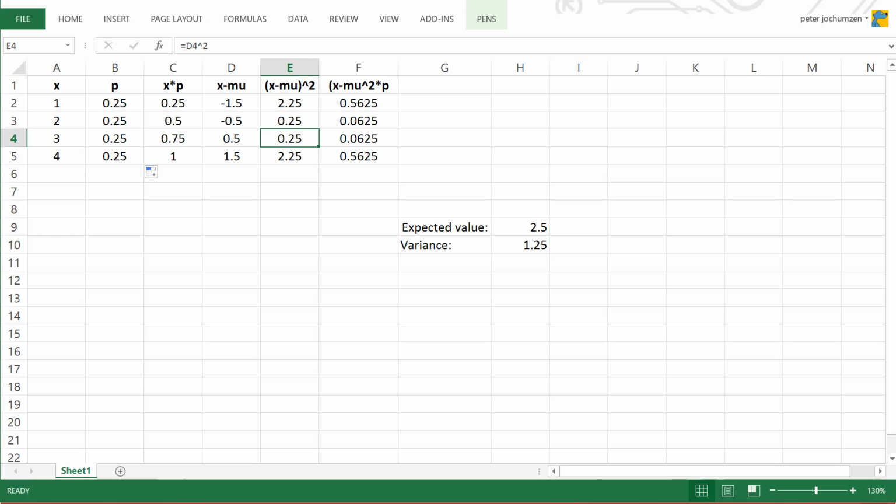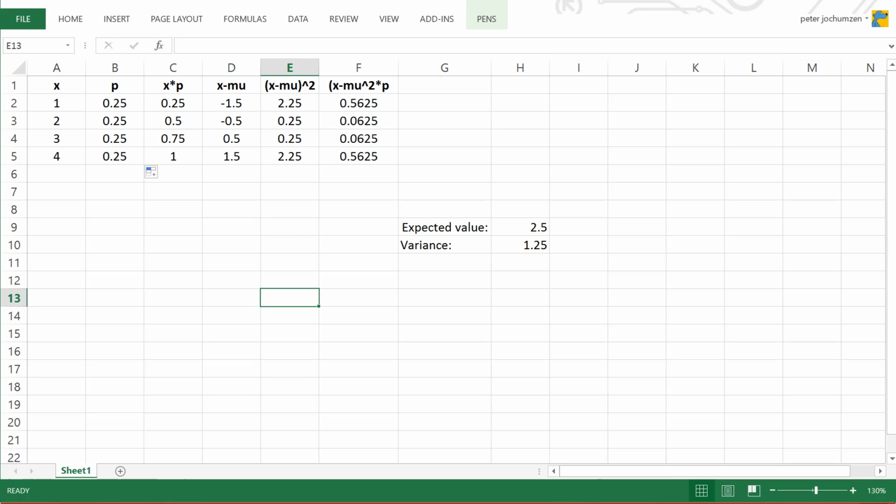And the variance is now, since each outcome is equally likely, simply the average of these. 2.25 plus 0.25 is 2.5, so it's exactly half of 2.5. That is 1.25. So in this particular case, when the outcomes are equally likely, the variance is simply the average of the squared deviations from the mean. That means that if the deviations from the mean are on average large, the variance is large, and vice versa.